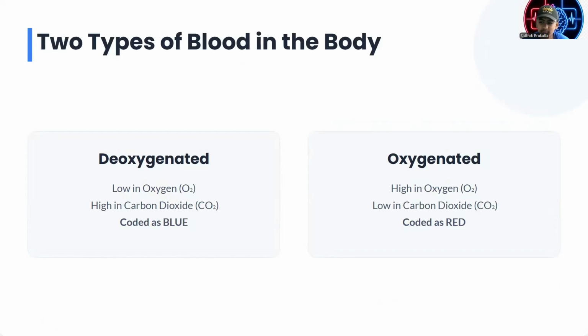So there are two types of blood in our body: oxygen-rich blood and oxygen-poor blood. Blood changes as it moves throughout the body. Usually oxygen-poor blood is coded blue, while oxygenated or oxygen-rich blood is coded red, and it's usually oxygen-rich after it goes to the lungs.